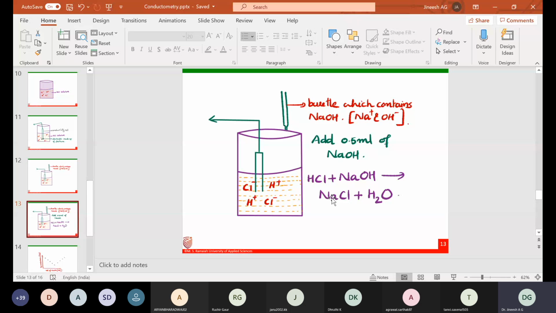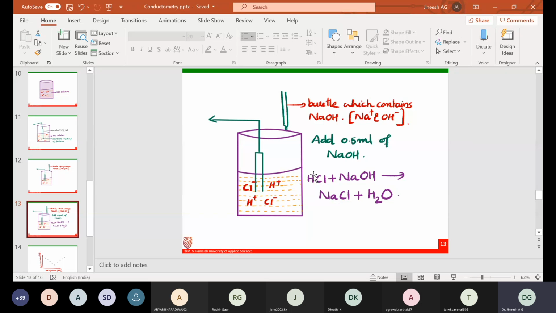So the number of ions didn't decrease. Am I right? The number of ions is the same. Initially it was HCl, now it is NaCl. Both will dissolve in water and form ions. Initially it was H plus and Cl minus ions, now it is Na plus and Cl minus ions. The number of ions is the same, but the conductivity will be less.